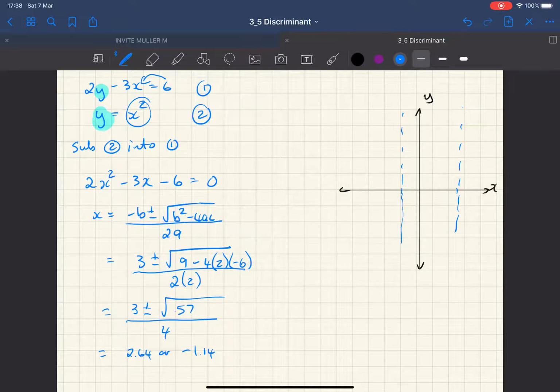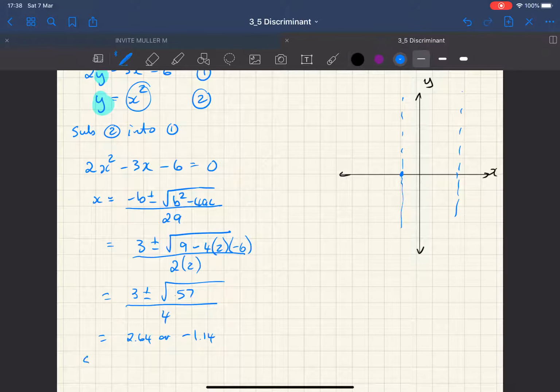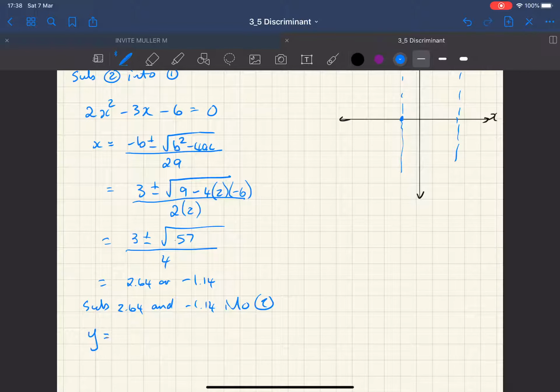How do I find the y value now? All I have to do is put my x value into either one of these two equations. The easiest one to do is to put it into equation 2. So I'm going to sub 2.64 and negative 1.14 into 2, and it gives me y equals 2.64 squared, or y equals negative 1.14 squared.